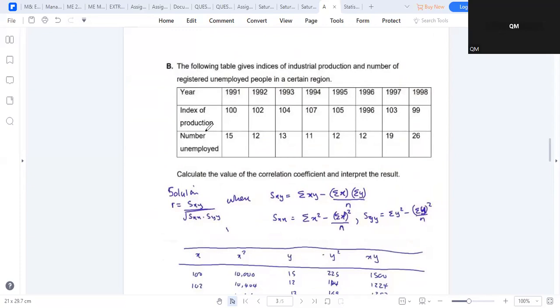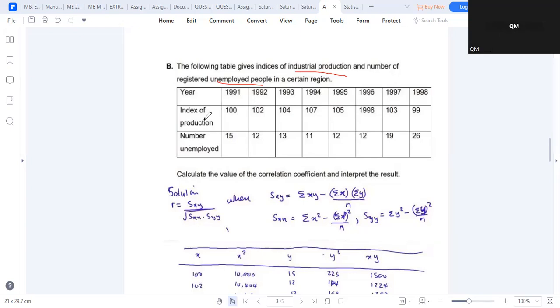Here he hasn't manipulated. You should know that X is called the independent variable and Y is called the result. We have an index which has industrial production and the number of registered employees. So the number of employees is the input. The index of production is the output. The one that depends on the other is the Y. The X is the independent variable.